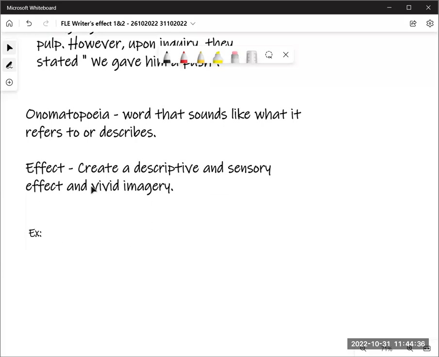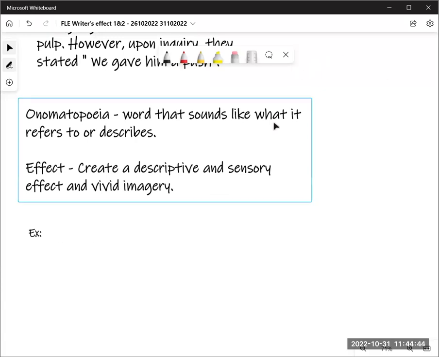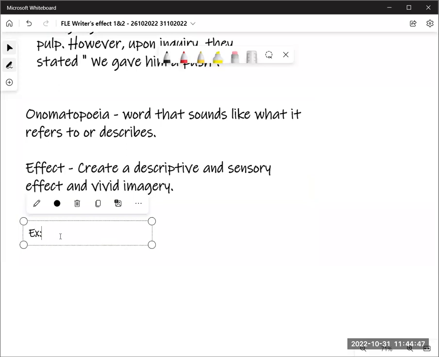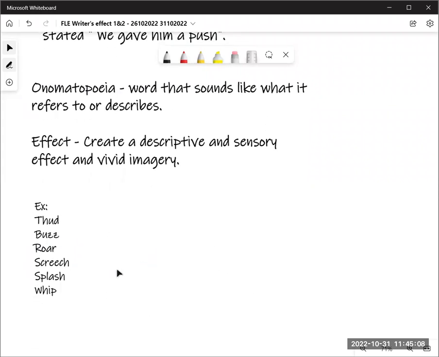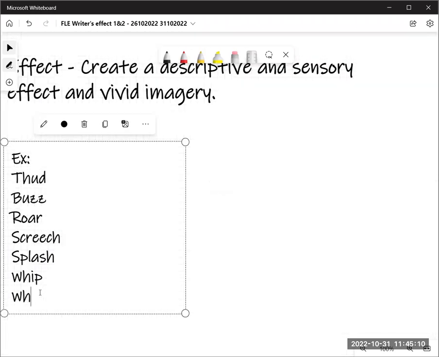So onomatopoeia. What is onomatopoeia, Rachit? It's basically a word that sounds like what it describes. Right. I'll give you a few. We have buzz, roar, screech, splash, whip, push, howl.